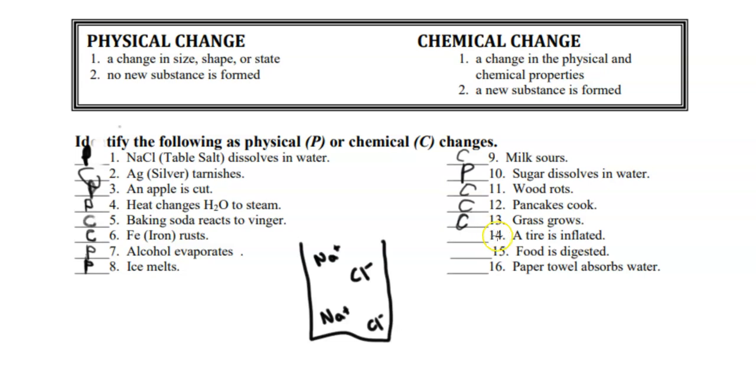You need to create new materials if you're going to grow. Tires inflated. There you go. Food is digested. That uses acid, right?